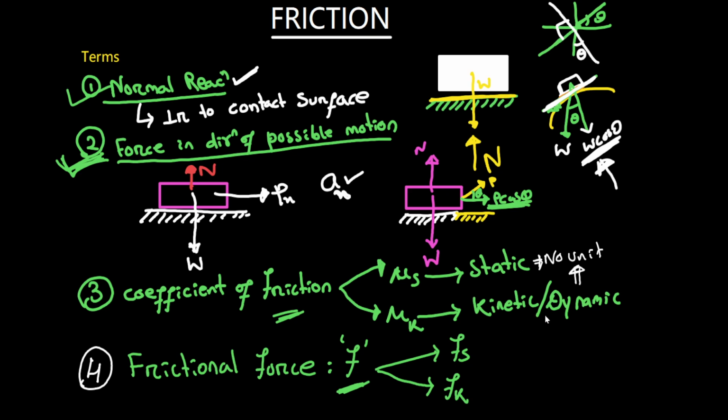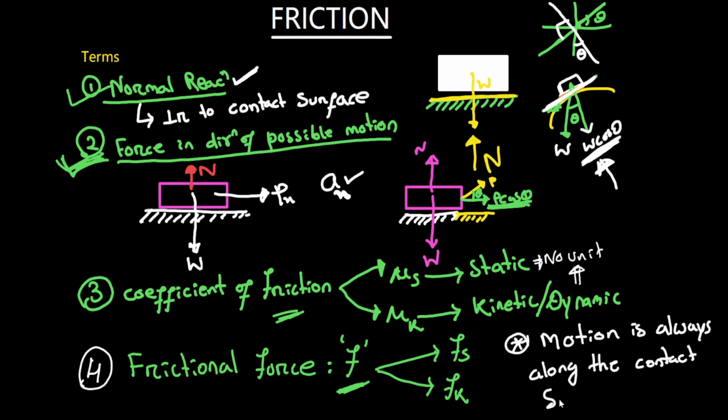See, I'm writing here, whether it's any motion, circular, in the dynamics we will see. I'm writing in a point: motion is always along the contact surface. That means it is tangent to the contact surface. If the surface is straight, the object will move in that path only. So we'll go to the next.